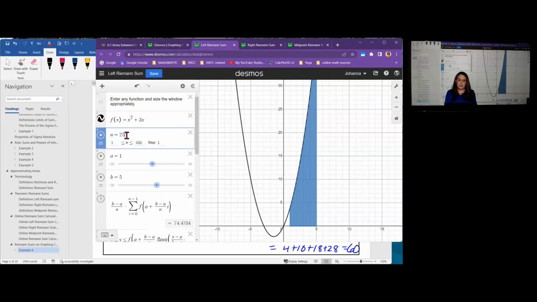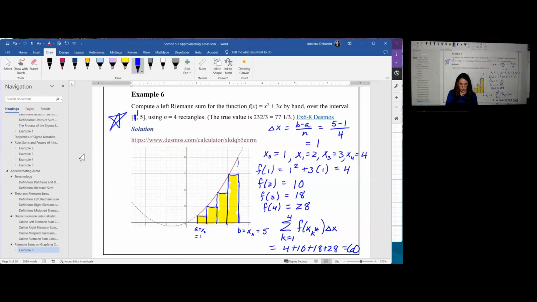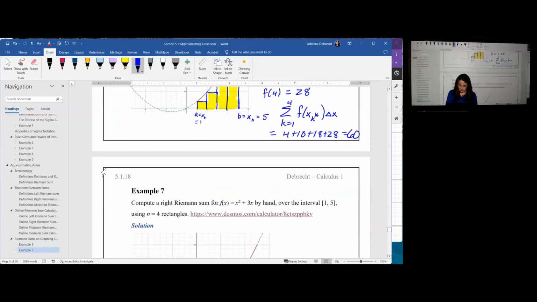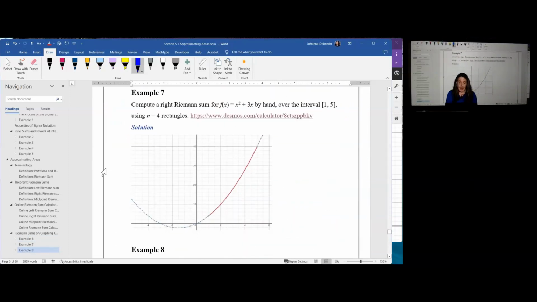Let's now look at the same problem, but let's do a right Riemann sum. Next, after that, we'll do a midpoint Riemann sum. Go ahead and pause the video to work out the same function over the same interval from 1 to 5, but using instead the right Riemann sum, and then the midpoint.